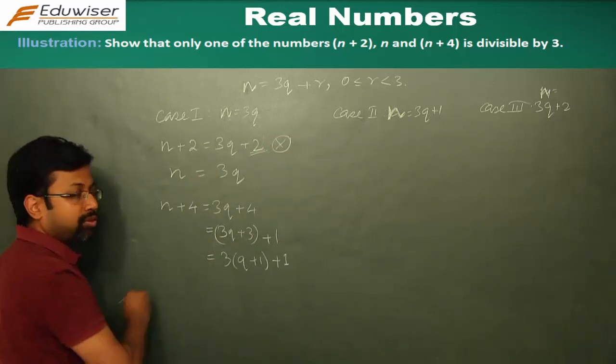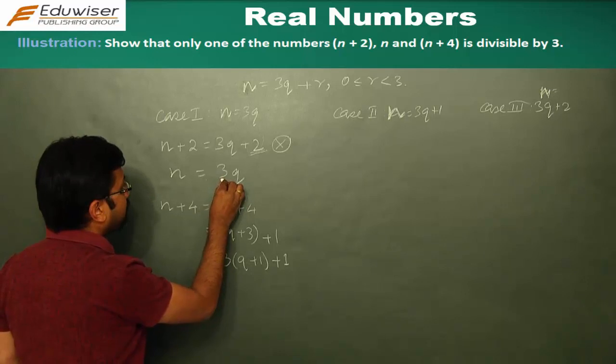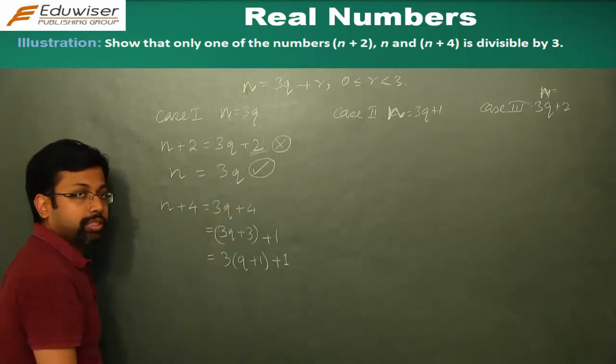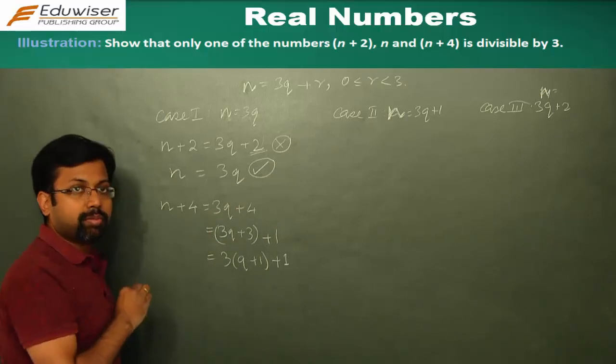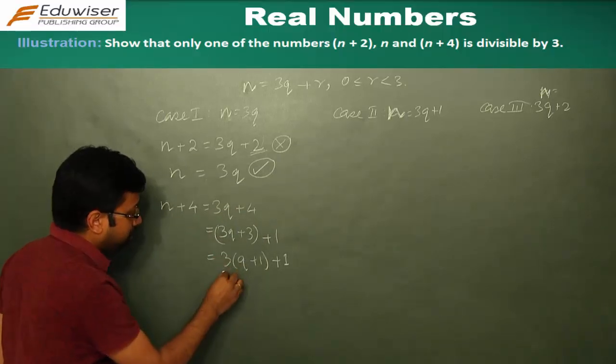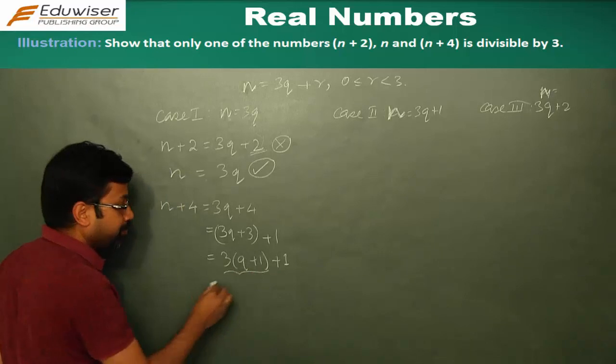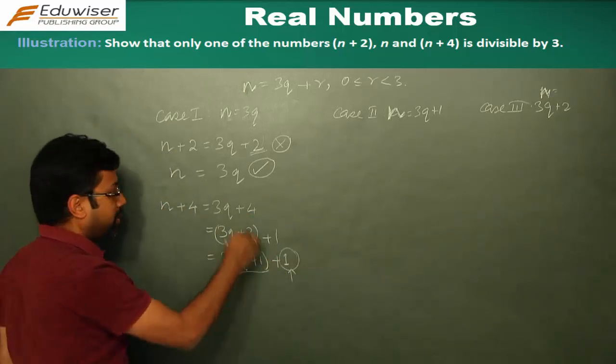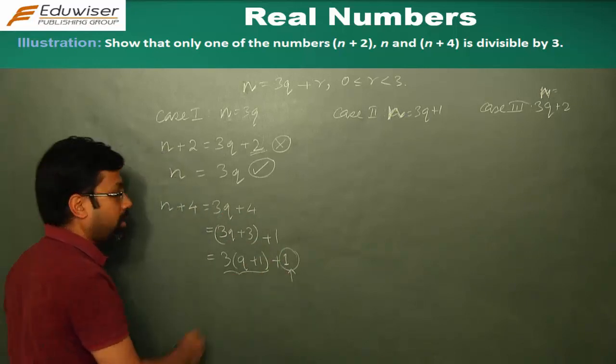Is n divisible by 3? Of course, when you divide it by 3, the remainder is 0 here. So this is divisible by 3. Is n plus 4 divisible by 3? When we simplify it here, we see when we divide by 3, we again will be getting a remainder 1. That's why I simplified it in this form. So the remainder is going to be 1.